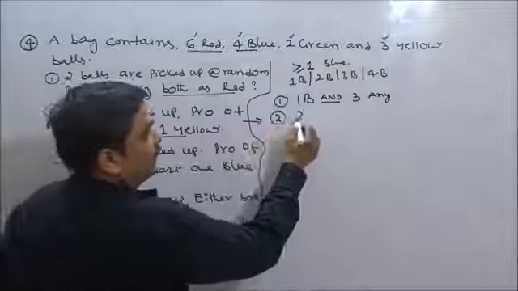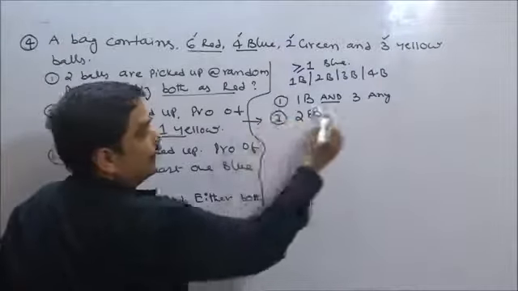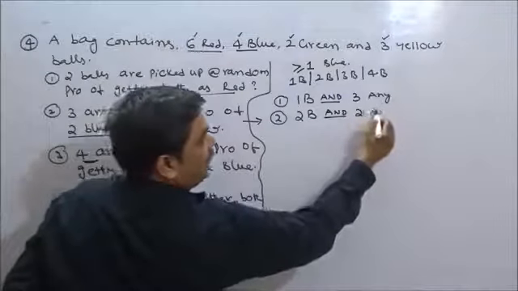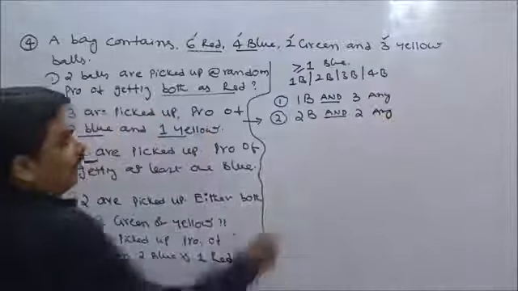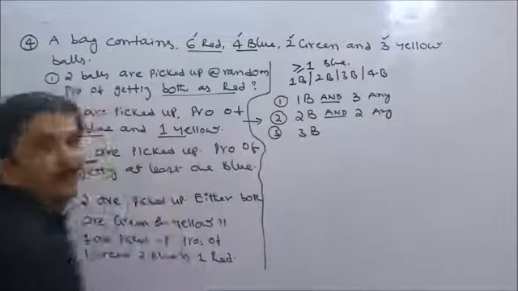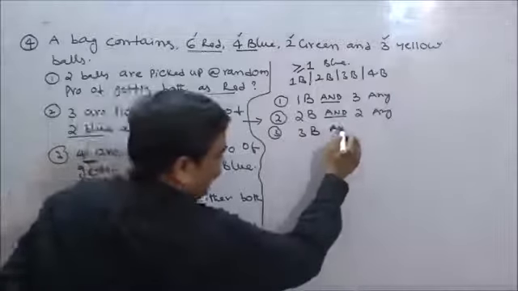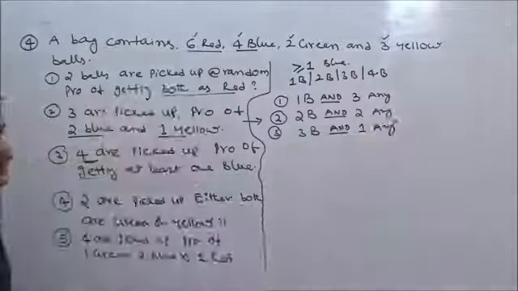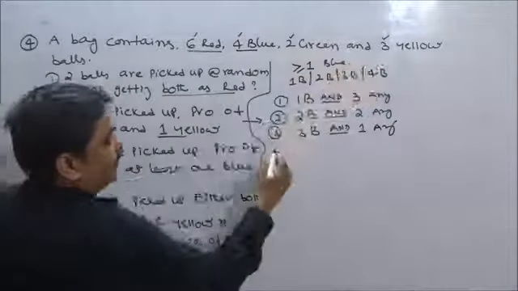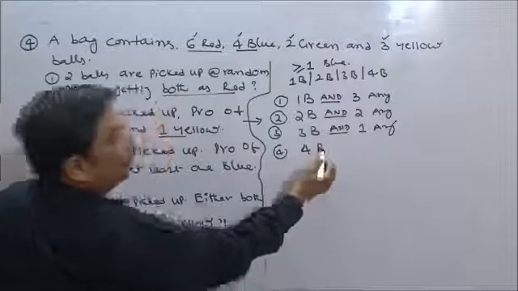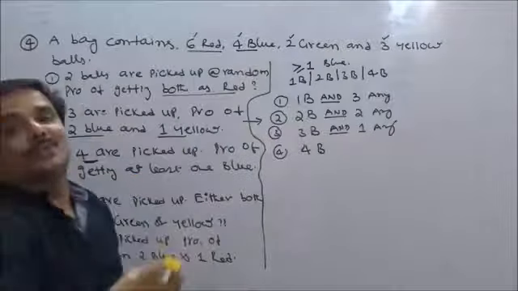Second case, in this way, 2 should be blue and the remaining 2 can be any. Alright. Next, third case: 3 should be blue and the remaining 1 can be any. Any means any of the other colors. Then the fourth is all 4 should be blue. There is no question of the other one.